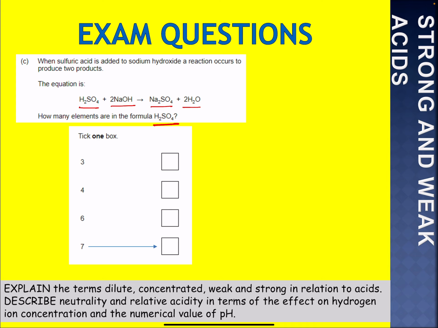I'm going to correct this. If it said how many atoms, then you would say 7. But because it's saying how many elements, there are 3 elements. The element hydrogen, the element sulfur, and the element oxygen. But if it did say how many atoms, then the answer 7 would have been correct. Moving on.